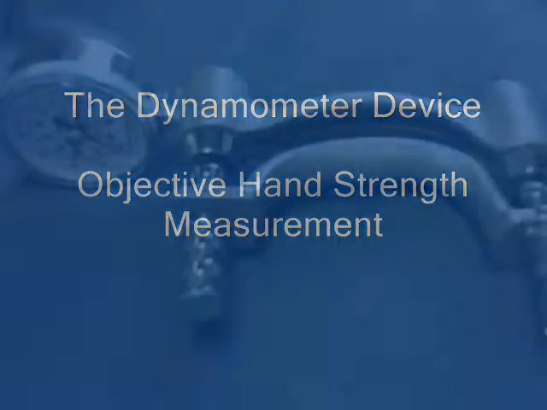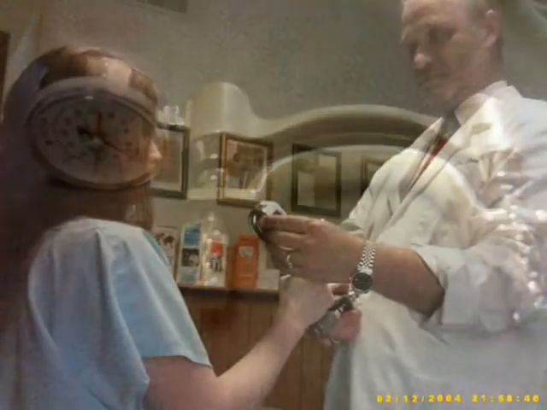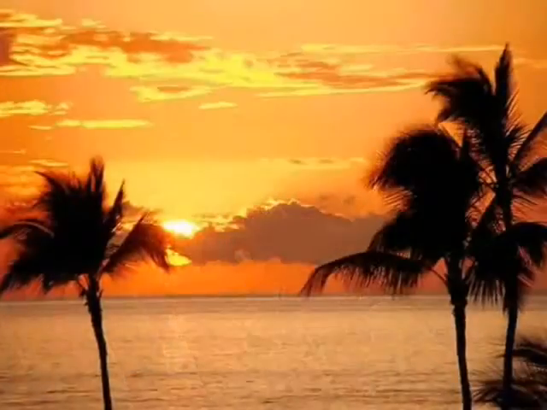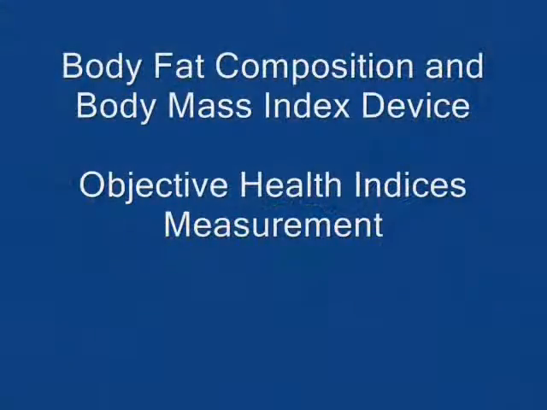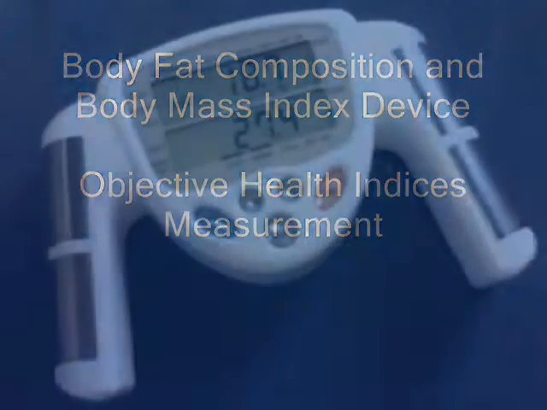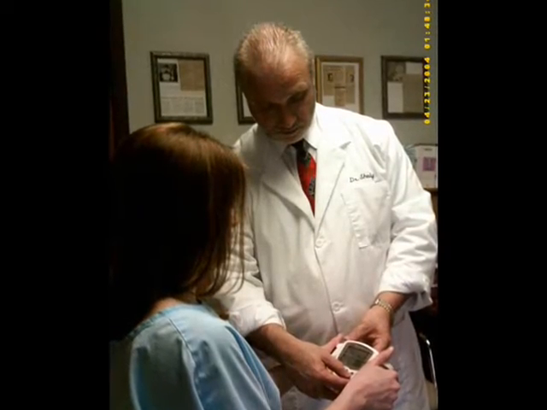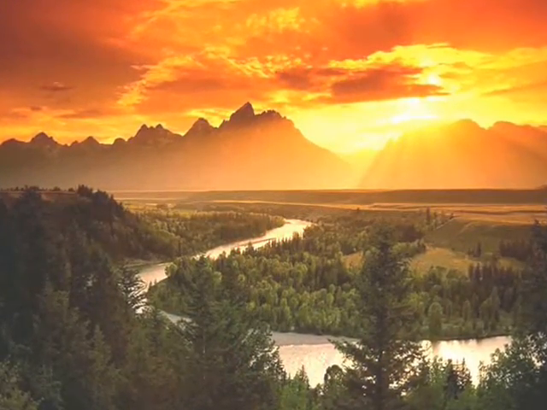We use a dynamometer device. It's an objective hand strength measurement test. Many times patients might have pain in their arm, and we do a screening to see if there might be a muscle weakness, which could be indications of other underlying problems. We use a body fat composition, body mass index device. It's a good health screening for patients to see just what level of overall health they're in. It's a good measurement so they can compare for themselves what direction they'd like to go.